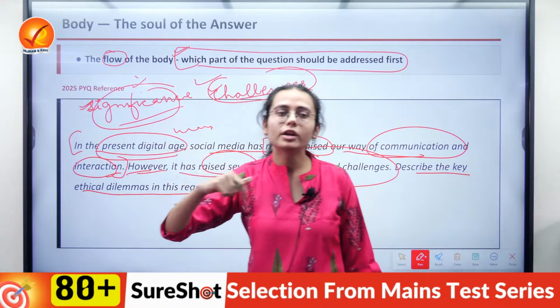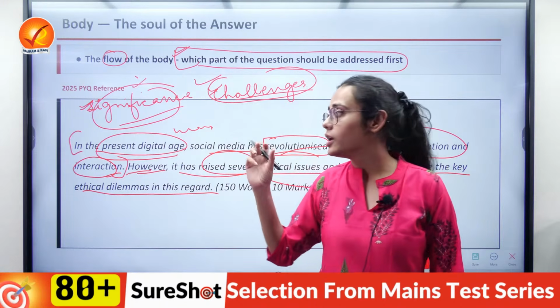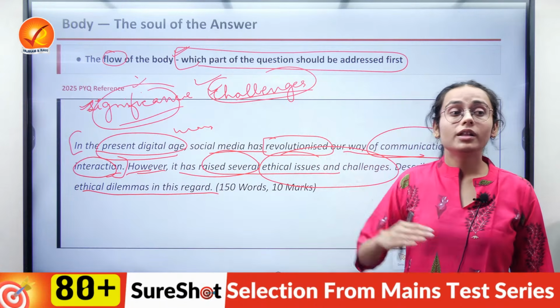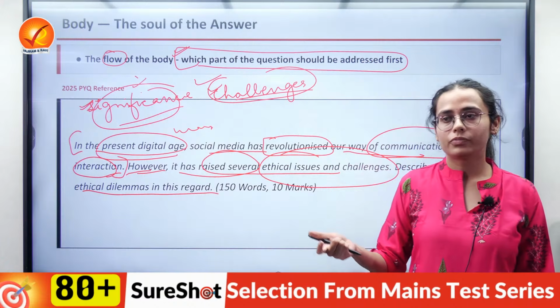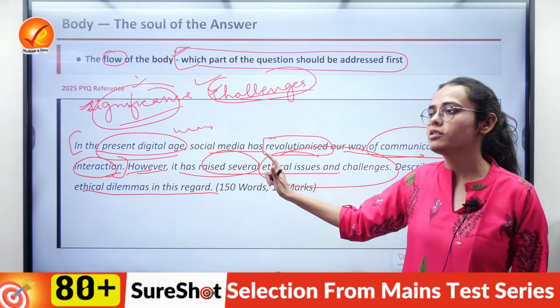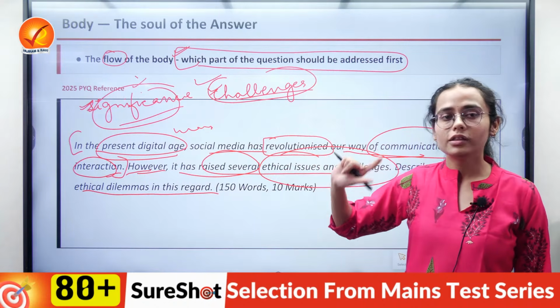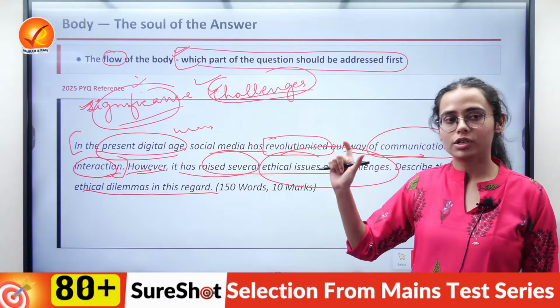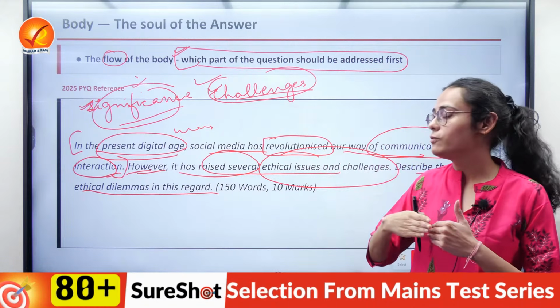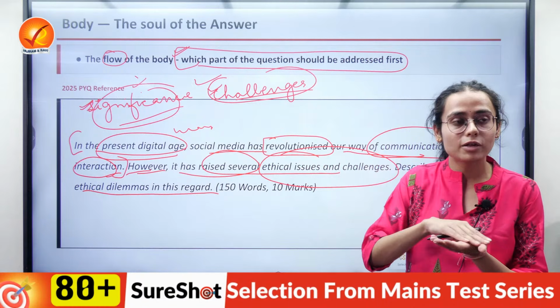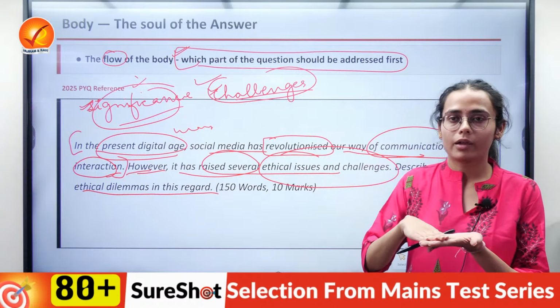So the core demand is the question that has been asked by the UPSC, and the implicit or the non-core demand is the part of the question that UPSC wants you to write in that particular plane. You cannot miss that.